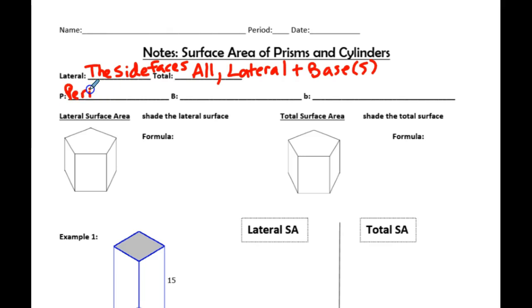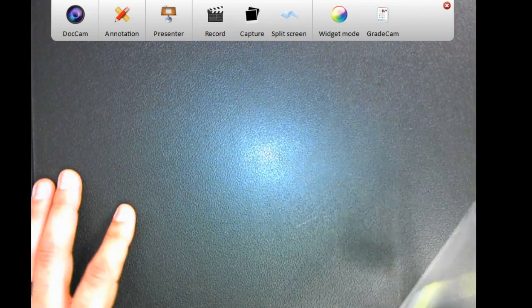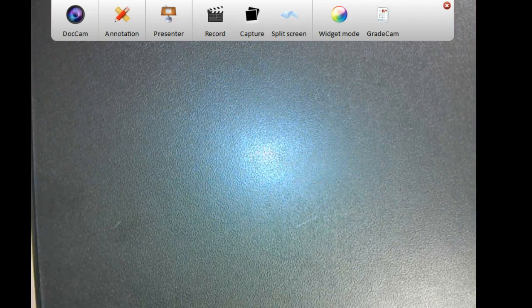All right, perimeter of the base. Now these next two vocab words can be confusing. So I want y'all to listen carefully here. Big B, you would think that means what? You would typically see B and you would typically just think base, right? Okay, so if you looked at your formula chart, you know this already, but we're talking about capital B, which is different than lowercase b.